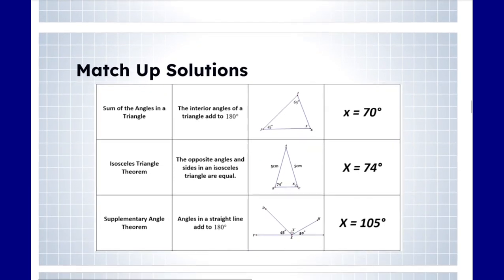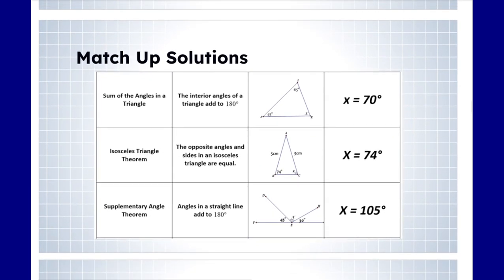But looking at the solutions, the sum of angles in a triangle, again, we mentioned that they have to add up to 180. We have an example where the solution has to be 70. In the isosceles triangle theorem, the base angles are equal. So in this case, the missing angle is 74.